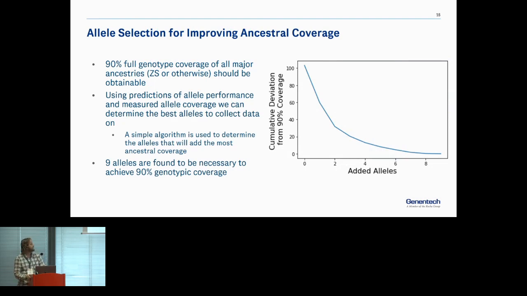And so you can write just a simple algorithm to see which alleles or combination of alleles will most increase coverage. And so I think a 90% full genotype coverage of all those ancestries shown before should be very possible. And it turns out that in just 9 alleles, you can achieve this, which is great, because any large biotech company with a good experimental group could really collect all this data. And so doing so would really improve clinical trial equity.